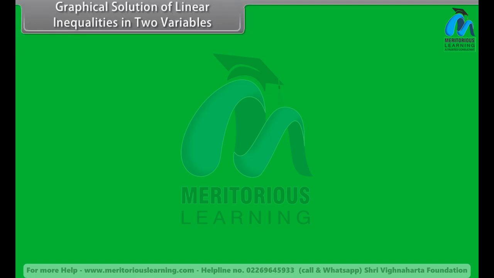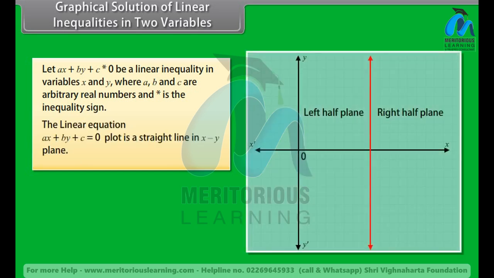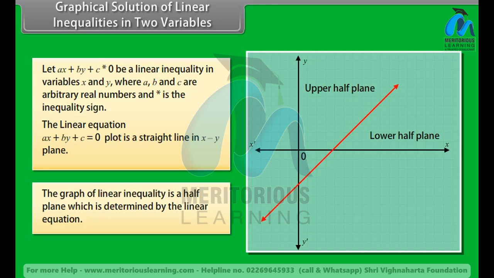Graphical solution of linear inequalities in two variables. Let ax plus by plus c star 0 be a linear inequality in variables x and y, where a, b and c are arbitrary real numbers and star is the inequality sign. The linear equation ax plus by plus c is equal to 0 plots as a straight line in the xy plane. Below are examples of straight lines in the xy plane, which divide the xy plane into two halves. The graph of a linear inequality is a half plane, which is determined by the linear equation.